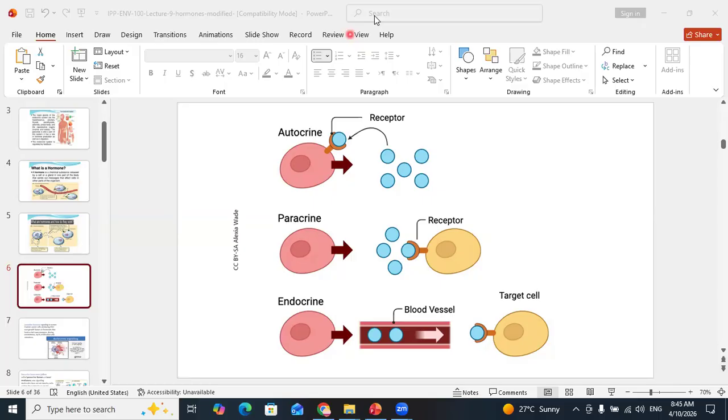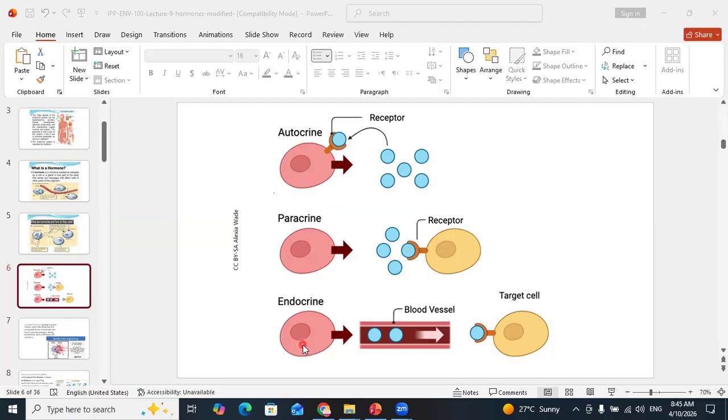Are the pituitary gland and ovary neighboring cells, or are they far away in different parts of the body? Far away. So here comes the role of the endocrine gland. The endocrine gland will produce its hormones. The hormones get mixed with the blood, and the blood will transport these hormones to the target cell.